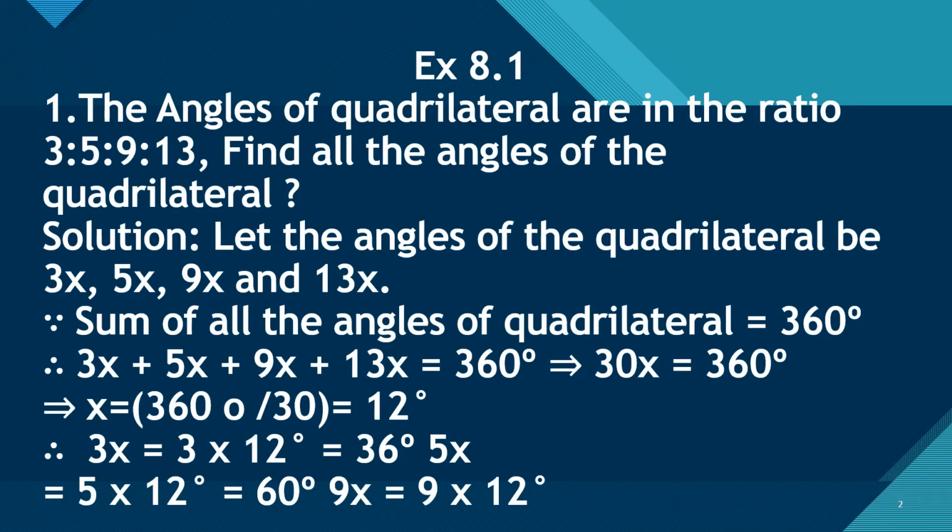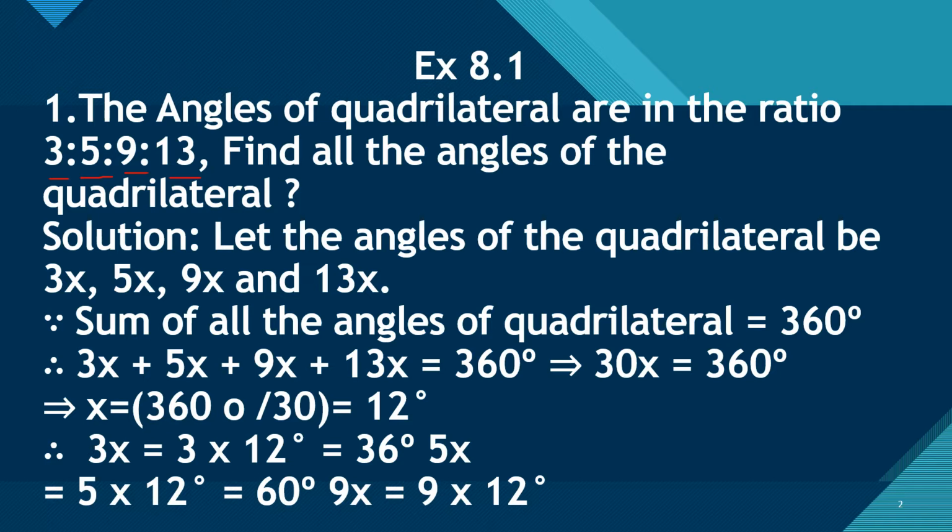Exercise 8.1. The angles of a quadrilateral are in the ratio of 3 is to 5 is to 9 is to 13. Find all the angles of the quadrilateral. And the solution is: let the angles of the quadrilateral be 3x, 5x, 9x and 13x. Therefore, the sum of all the angles of a quadrilateral is equal to 360 degrees. Therefore, 3x plus 5x plus 9x plus 13x is equal to 360 degrees.